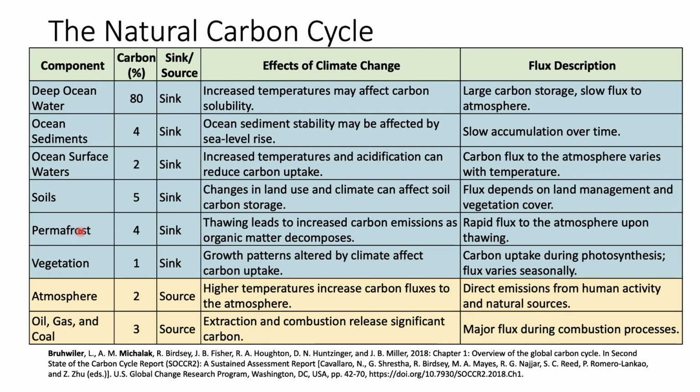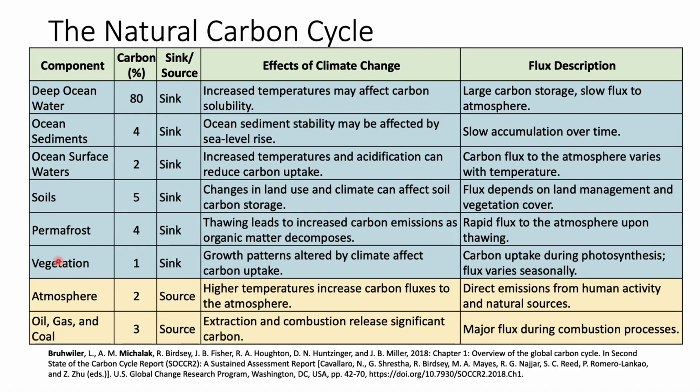Then permafrost is mainly in the Arctic or polar regions. There 4% of the carbon is present. Climate change means an increase in temperature, and that leads to thawing of the permafrost. This increases carbon emission as organic matter decomposition increases. There is also a rapid flux to the atmosphere upon thawing, because carbon is stored as gaseous material, carbon dioxide. When the thawing happens, these stored gases are simply released to the atmosphere.